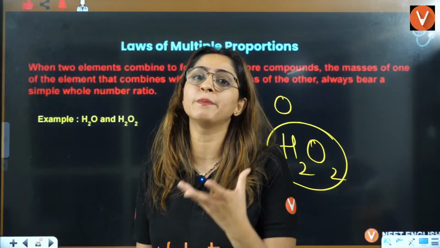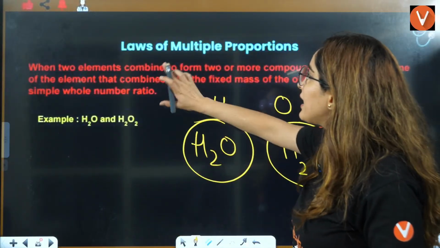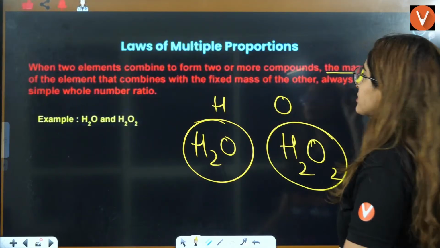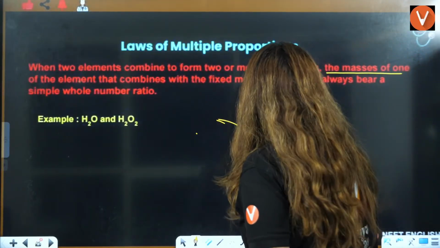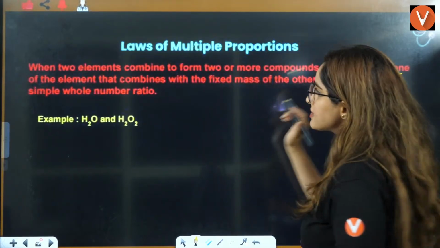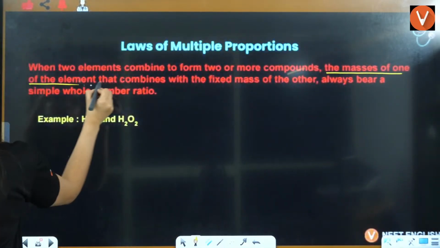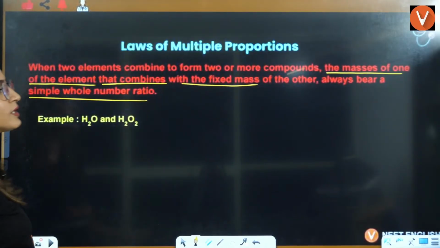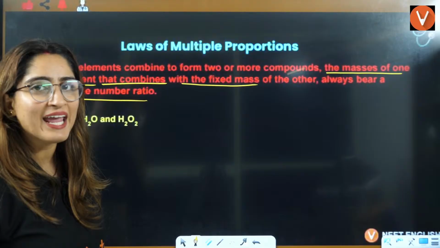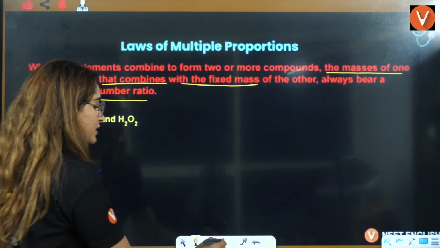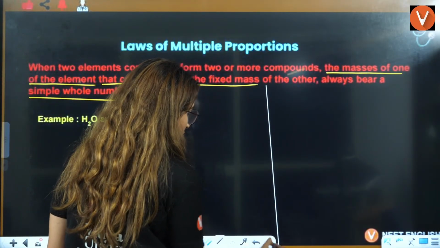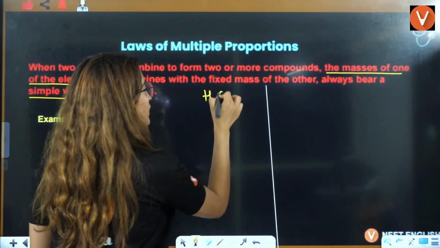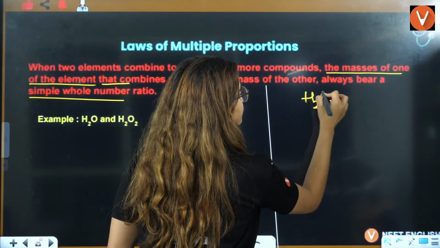That is multiple proportion. That means when 2 elements combine to form 2 or more compounds, the masses of, now very important thing, they are saying the masses of one of the element that combines with fixed mass of other element always bear a simple whole number ratio. Like, ma'am, what you just said, I have no idea, right? Let's understand this thing. So here you have water, here you have H2O2.